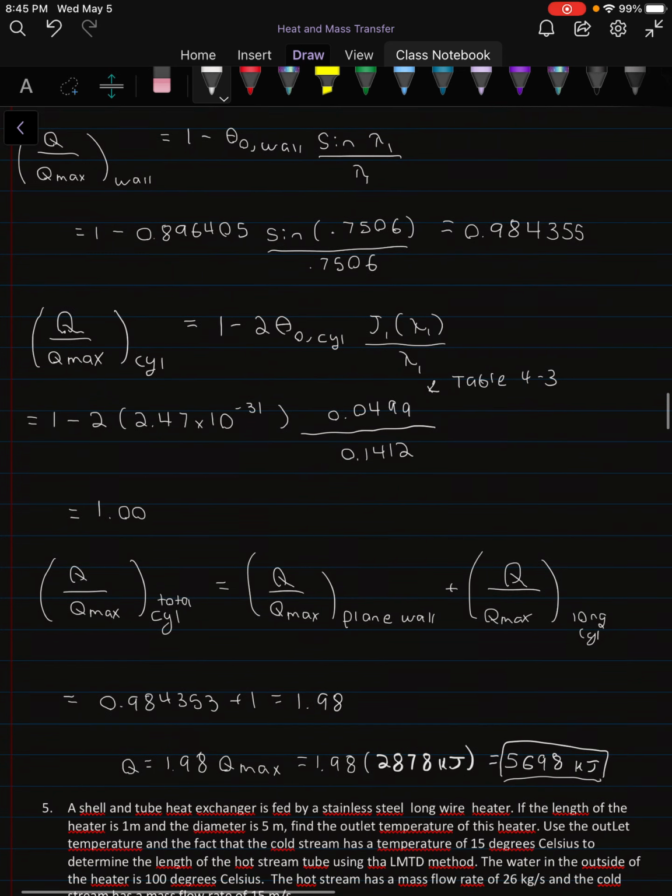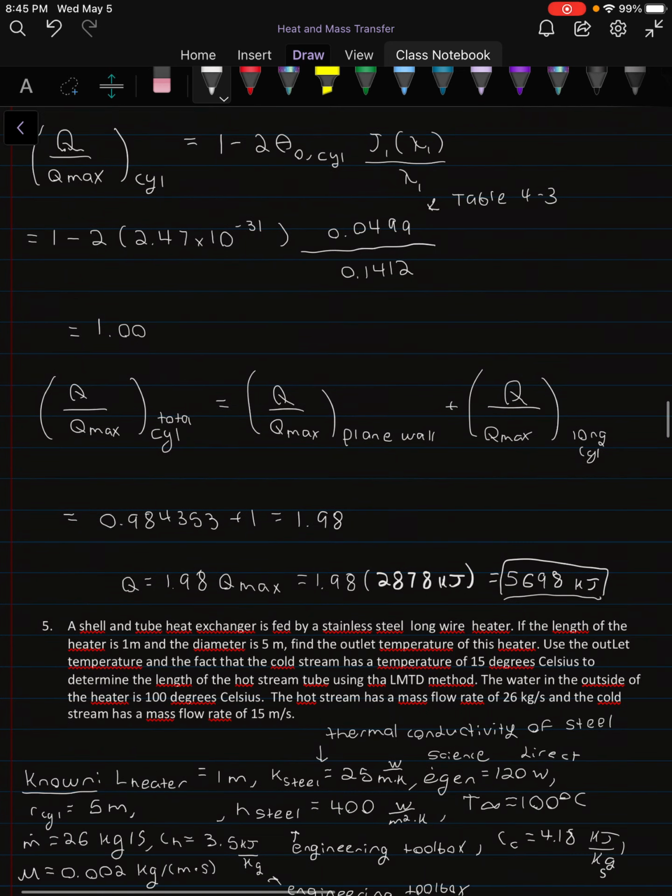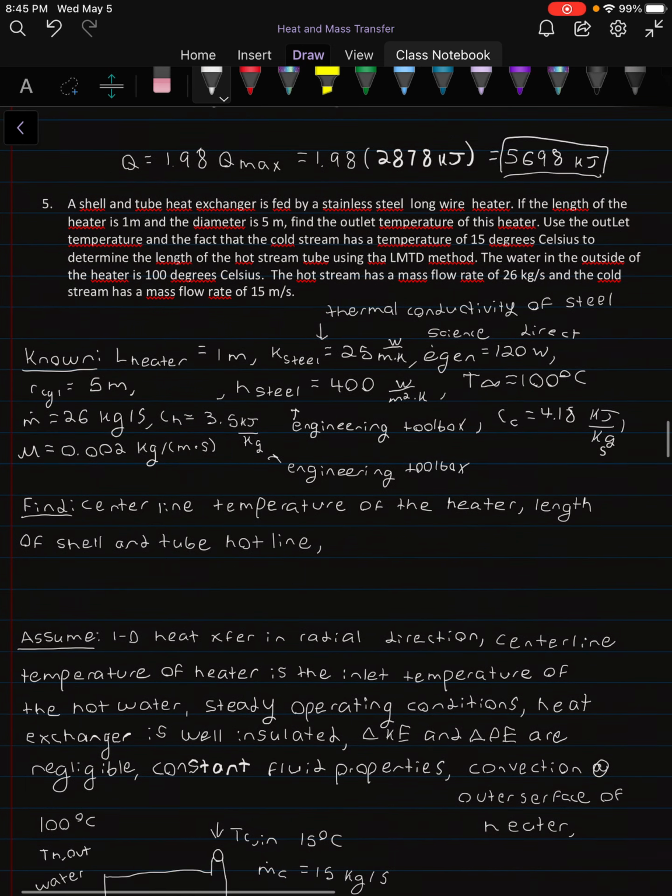Total heat transfer you can find by taking the ratios of our heat transfers from each of the analyses. And we get 1 and 1.98. And then our total Q is 5,698 kilojoules.